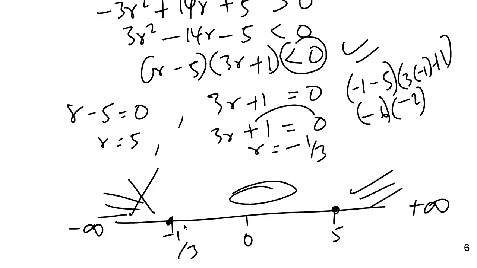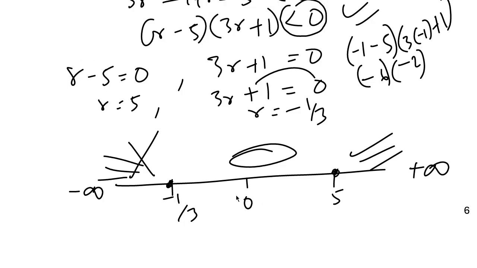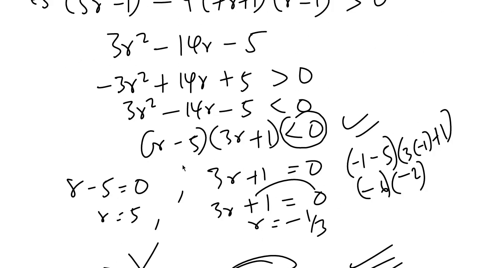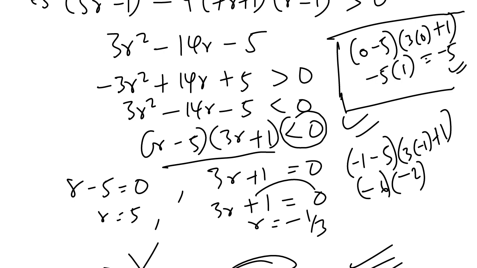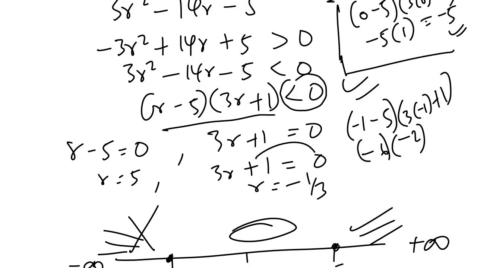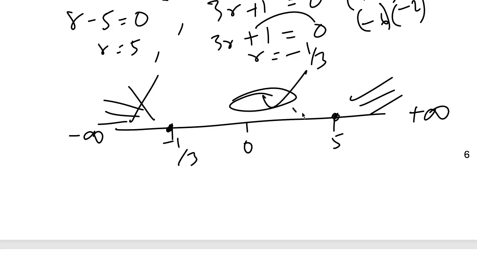Do you get? So now let's test for values in between minus 1 over 3 and 5. For example, 0. If you substitute 0 in this expression, it will be 0 minus 5 into 3 into 0 plus 1. Do you grab? So that will now be minus 5 into 1, which is minus 5. And you can see that minus 5 is less than 0, isn't it? Do you get? So that means this region is good.